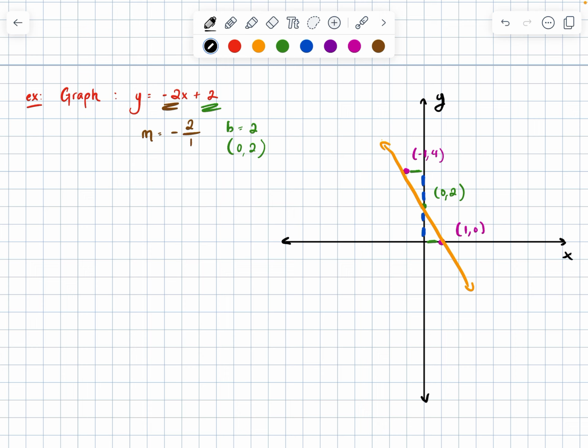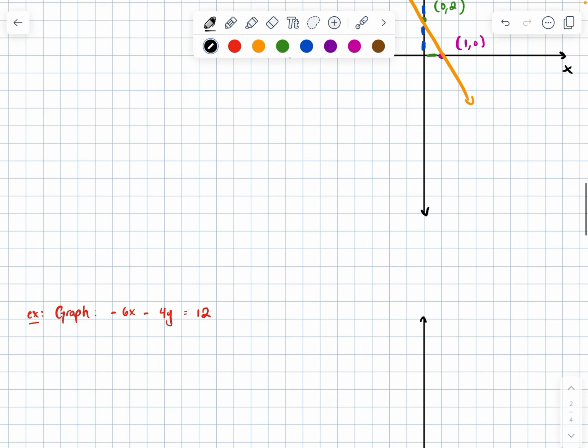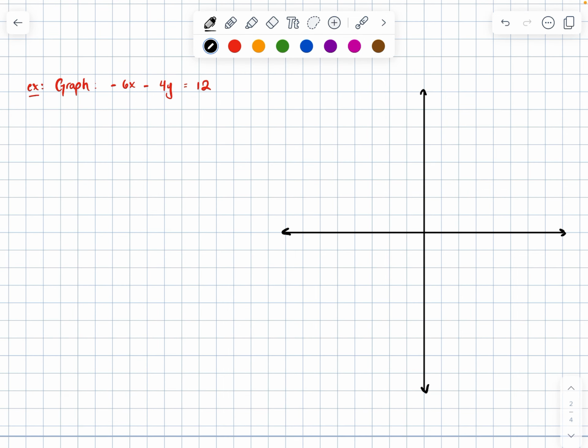For full credit, again, remember to label your axes, include your arrowheads. So I indicate which one is my y and my x axis. Include my arrows to indicate both the line and the axes extend infinitely. Cool. Let's do some more. So say I've got this guy. Negative 6x minus 4y equals 12.